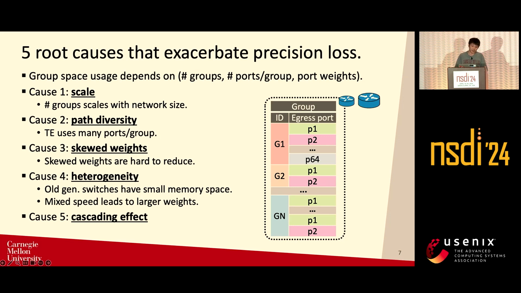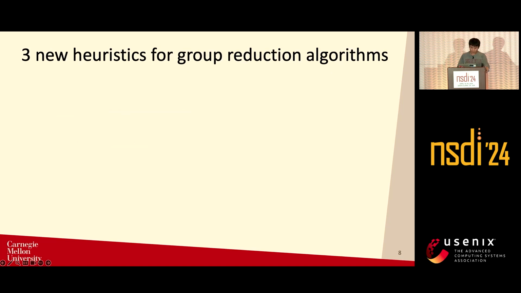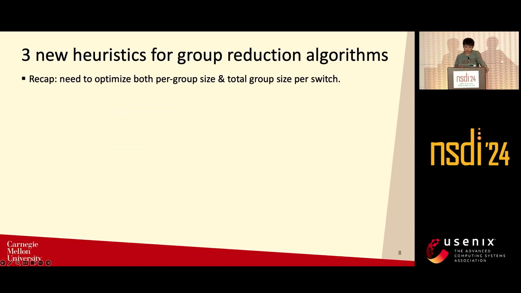And the last root cause is the cascading effect. Recall from the previous example where we see that precision loss can propagate and accumulate in downstream switches. In fact, precision loss can get amplified multiplicatively in a hierarchical multi-tier network. So that is what I mean by the cascading effect. And to recap, what we've learned from the 5 root causes is that we need to optimize both the per group size and the total group size on the switch.